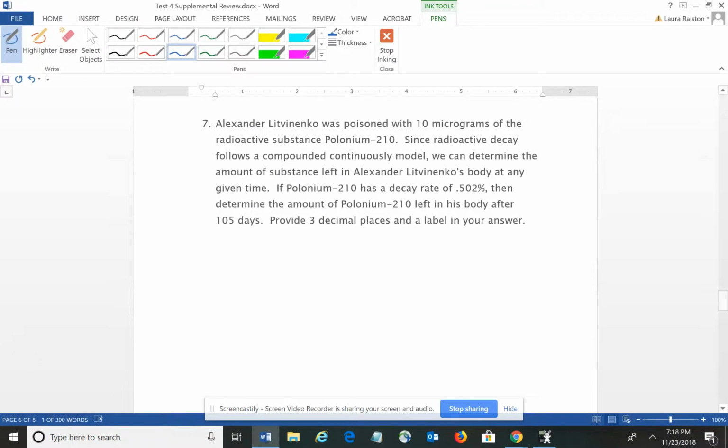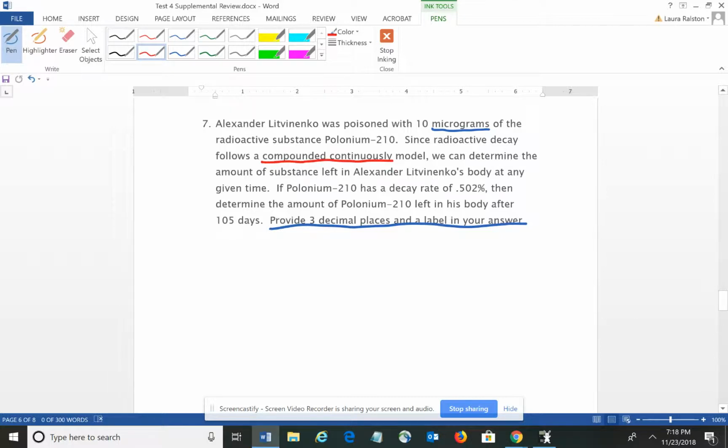Okay, again, be very careful with this last statement. You want to make sure that you round your answer to 3 decimal places, and the idea of giving it a label means it wants you to give the units. In this case, the amount of polonium is going to be in micrograms. It also helps us out here because it refers you to the formula you need, because it says it follows a compounded continuous model.